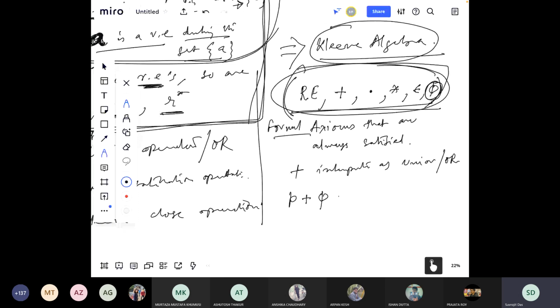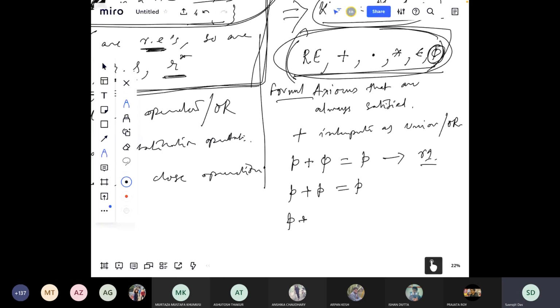If P is a regular expression, P plus P is P. This is very obvious because P or P is P. Got my point? If P and Q are regular expressions, P plus Q commutes, because if plus is interpreted as union, it doesn't matter. P union Q means P or Q. It is the same as Q or P.